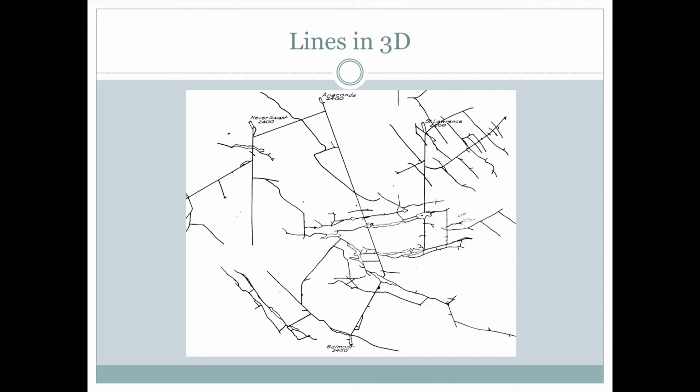We could also represent lines in 3D. This is underground mining in the area of Butte, Montana, and we can see this is in the Belmont mine, and this level here of the mine was a 2400 level, so that's 2,400 feet below the surface of the Earth. We digitized all of these levels.